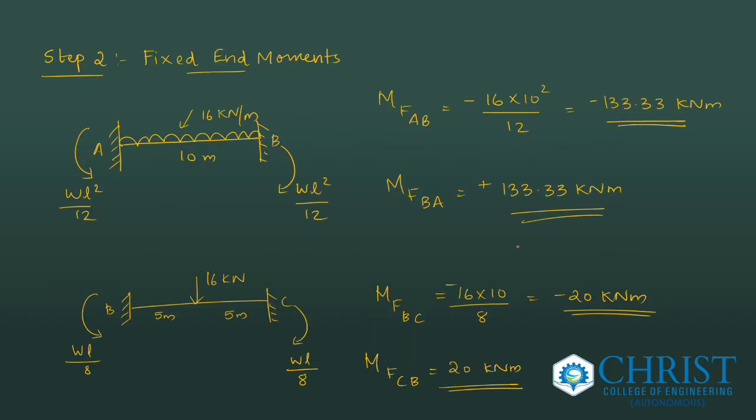So fixed end moment is my next step. Apply the condition, find out the values. For the UDL on span AB, WL square by 12 is the formula. Substituting, I get the values. We have solved the same question using direct stiffness method as well. So there also the first initial steps are the same. Fixed end moment is calculated. And for the concentrated load, the span is 5 meter. So the formula is WL by 8, and clockwise is taken as negative, so minus 20 exists. So MFBC and MFCB are calculated.